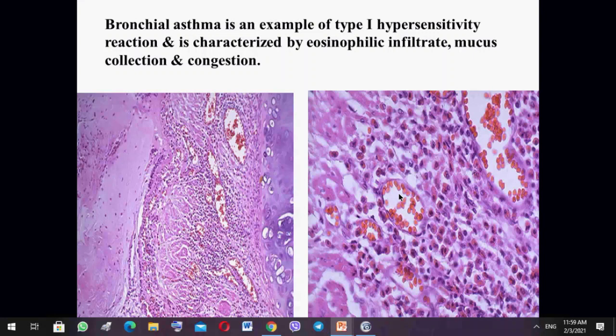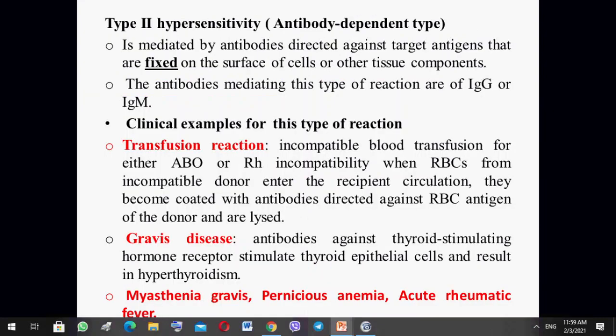Okay, so as you know, bronchial asthma is characterized by excessive bronchospasm. There is excessive contraction of the bronchi, which is triggered by type 1 hypersensitivity reaction. This is all about type 1 hypersensitivity reaction. Now we will move to the type 2 hypersensitivity reaction.